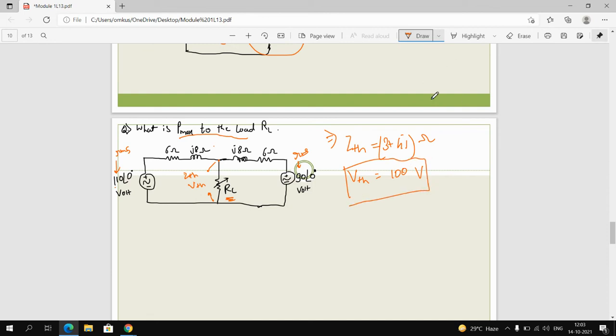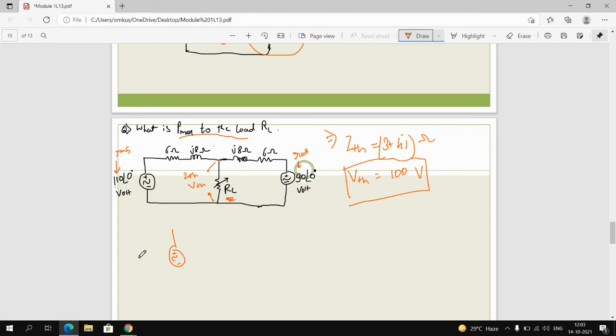Calculate this value and match your answer with this. Okay, when you calculate this, then substitute that value with this, with your target terminal or load resistance.